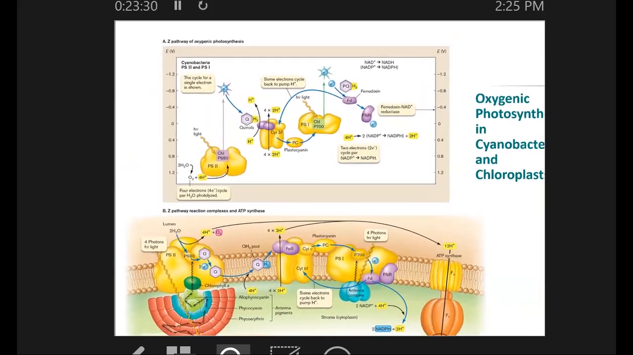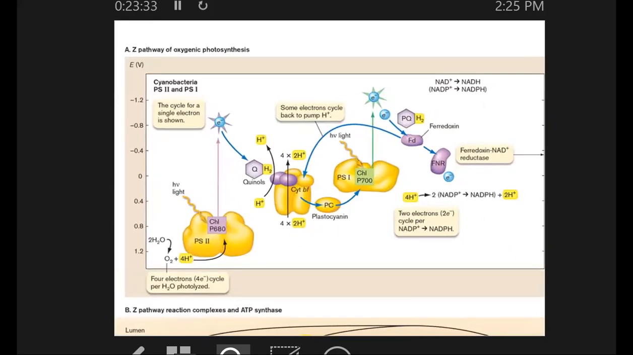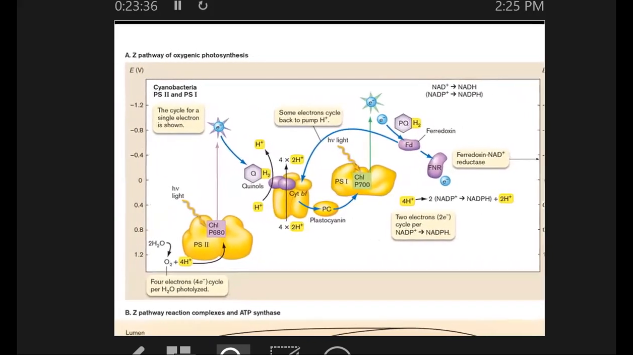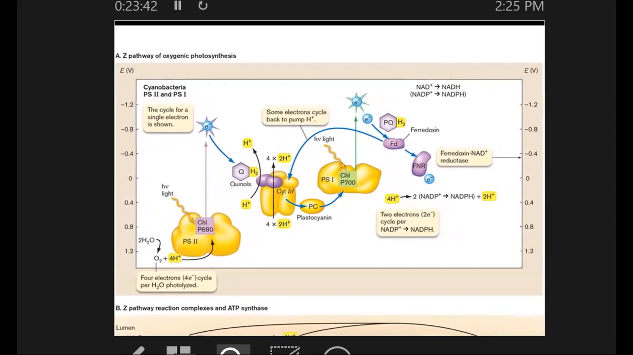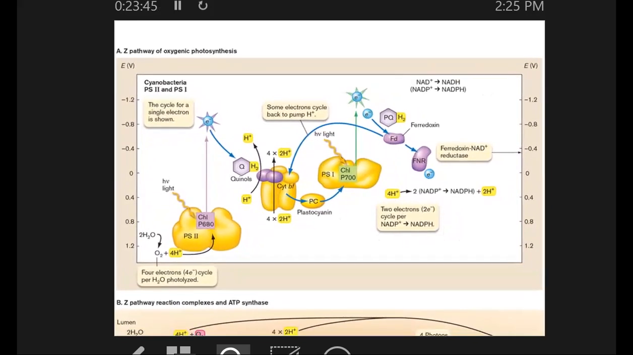This top figure is called the Z scheme, but you don't need to know that. What this is doing is putting it on an energy scale, a reduction potential scale, kind of like the redox tower we were looking at. So it's E in volts, with 0 marked halfway; above it is negative reduction potential, and below it is positive. Water is way down at the positive end because it doesn't want to give up electrons. You have to force it with light energy.